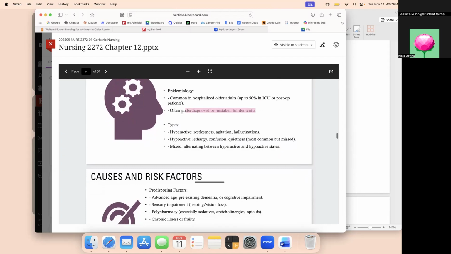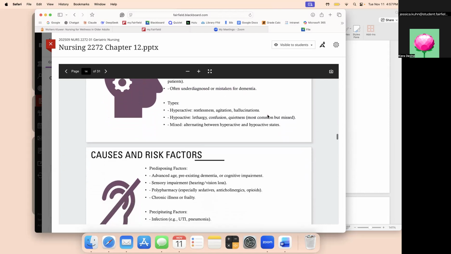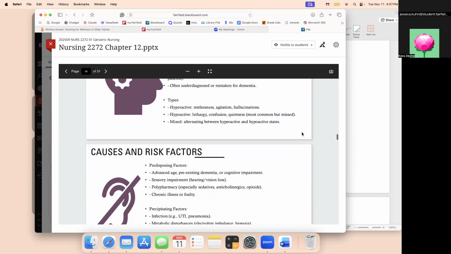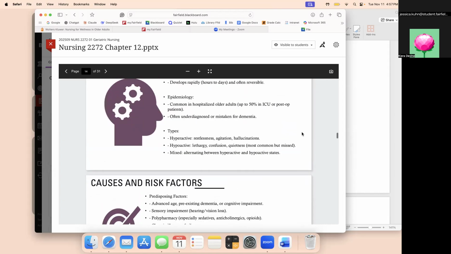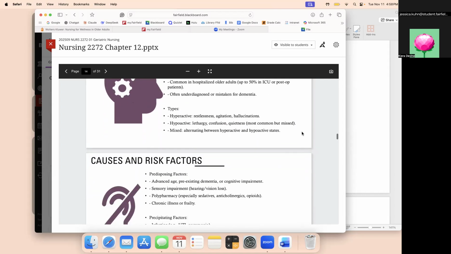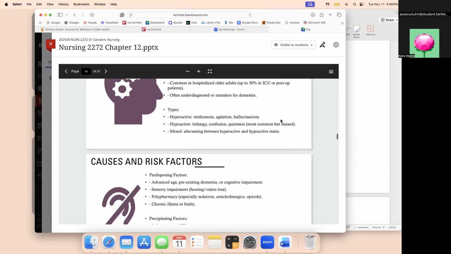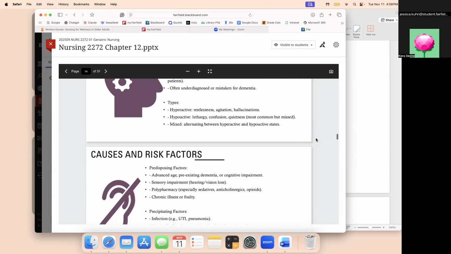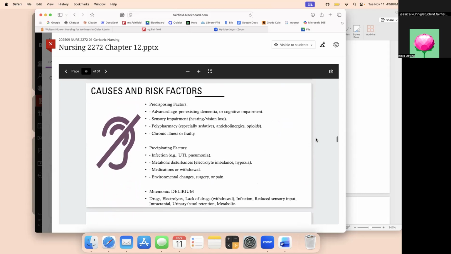It is often underdiagnosed or mistaken for dementia. As you go through your practice, you'll be able to pick out the difference between the two, but this is a newer conversation that we're having in the inpatient setting as far as nursing goes, to be able to delineate between the two and intervene accordingly. The couple types are here. I would keep an eye on that and pay close attention. There's the hyperactive versus hypoactive, and then there's mixed. That's pretty self-explanatory. We talked about some of this stuff.